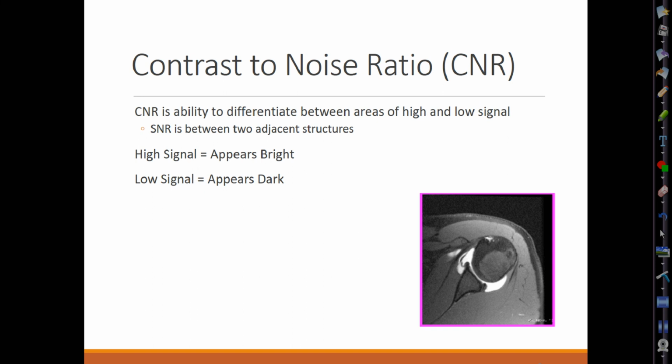High areas of signal are going to appear bright, and low areas of signal are going to appear dark. So we have very high contrast to noise between these two structures, where the head of the humerus has been nulled because there's fat within the bone marrow, and we've used fat saturation to make it dark, and then we have the contrast from our arthrogram study within that joint space.